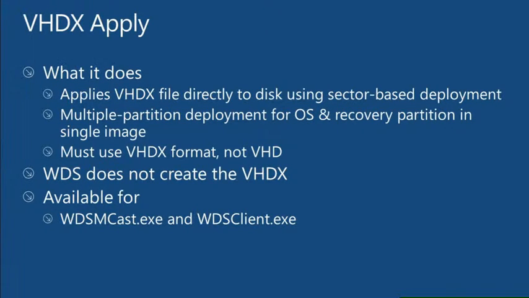And what this does is the WIM file is file-based, so essentially it has to download each file, store that, and write out the file, whereas this is sector-based. So once it gets a bit in, it will write that out to disk. So it's much faster, allows you to do multiple partitions across the system if desired.